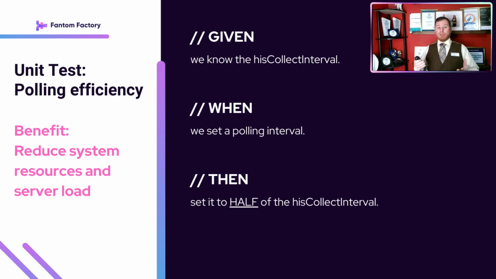As an example, we wrote a carbon intensity connector for the UK's national electricity grid, and there we set a default polling interval of 2.5 minutes, because the data itself only updated every 5 minutes.